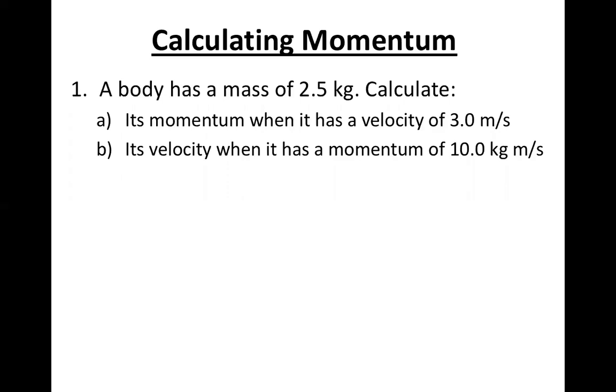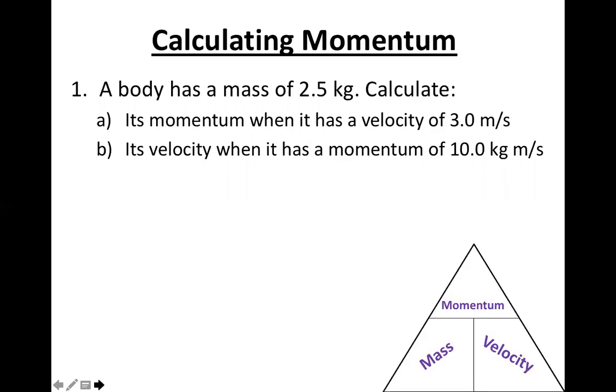So for A, what do you need to do? 2.5 times 3.0, which is 7.5 kg meter per second. So using the formula, I will have 7.5, correct.